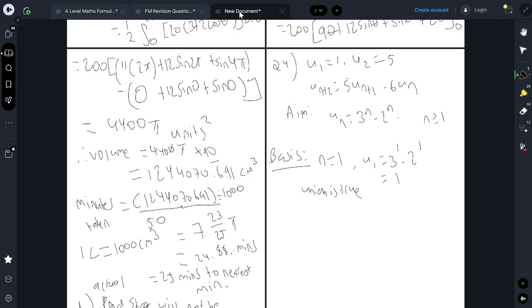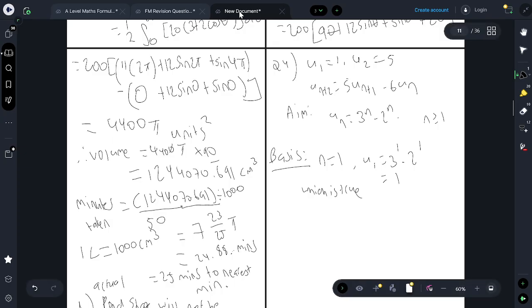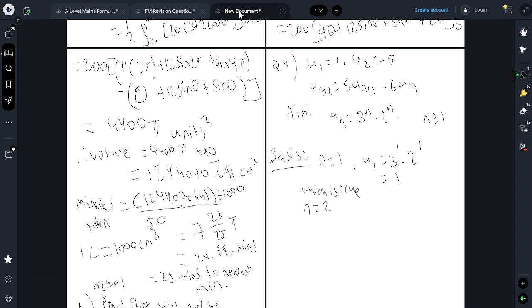But we need two values. You'll see why in a minute, but that's because there are two terms we need to work out the next term. We need the term before and the term before that. So n equals 2, then U2 is 3 squared minus 2 squared. That's 9 minus 4, which is 5, which is also true, as the initial condition we were given is 5. So therefore the statement is true for n equals 1 and n equals 2.